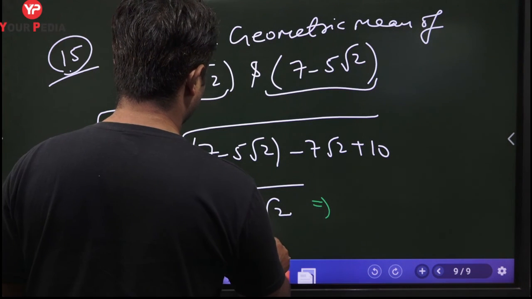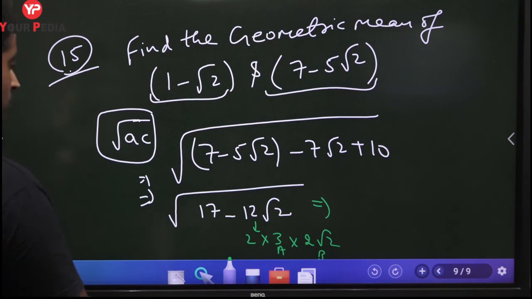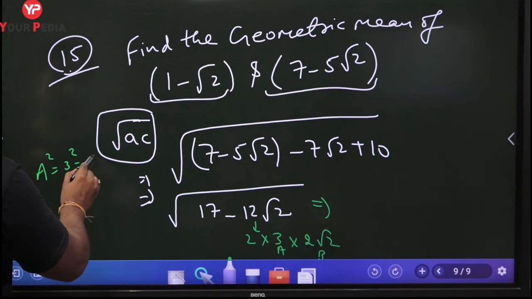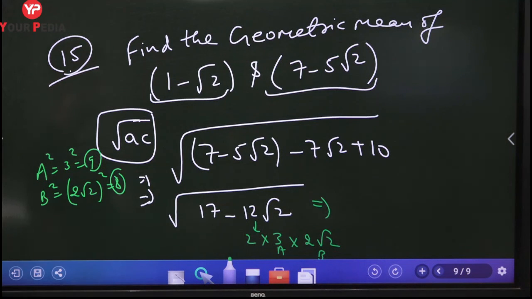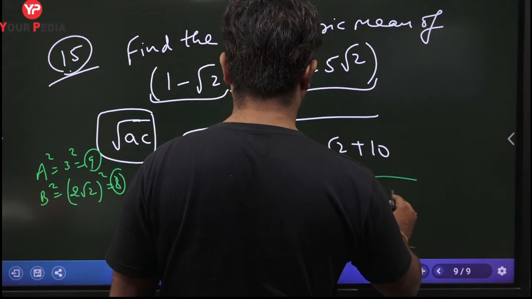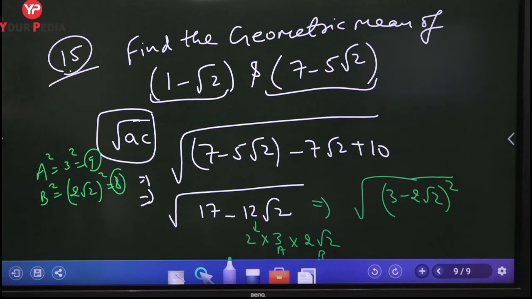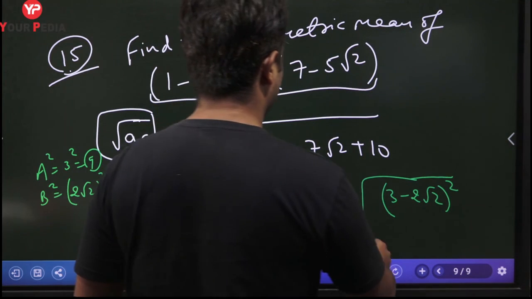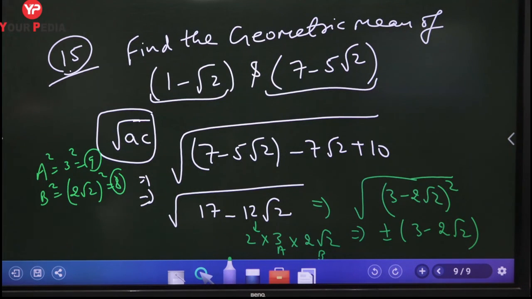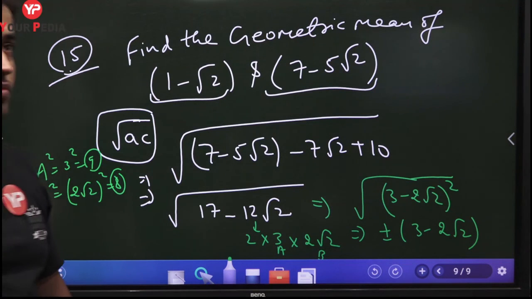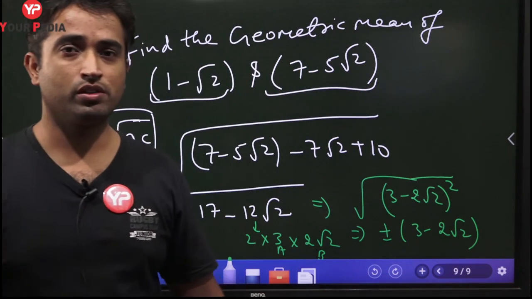Okay, so this can be further broken in 2ab, 2, 3, the 6, 6 into 2 root 2. So a is 3, b would be 2 root 2. So a square is 3 square 9, b square is 2 root 2 whole square, so that is 8. Now 9 plus 8 is 17. So that means this would be under root of 3 minus 2 root 2 whole square. So my answer would be plus minus 3 minus 2 root 2. I have discussed this square root in other questions also. So again, you have to take plus minus sign.